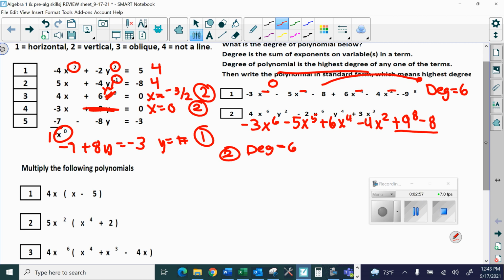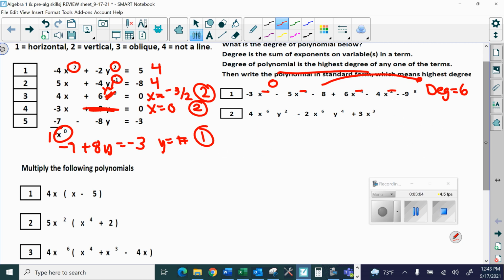Oh, hold on here. I should erase that so I could see everything. Okay, these are all individual terms right there. I was thinking that there's a plus or minus signs with the y's. There's not. All right, so remember, I only look at the exponents on the variables.